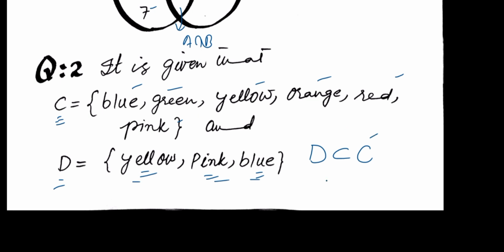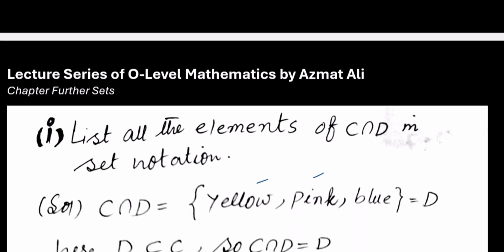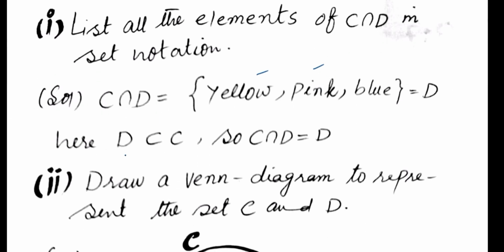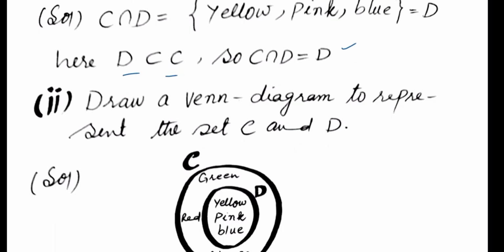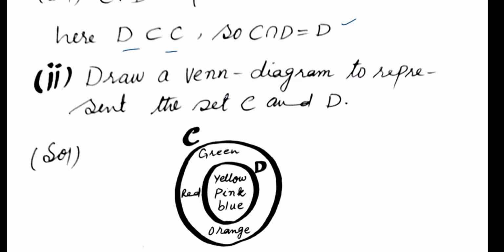As I discussed above, when one of the sets is a proper subset of the other, then their intersection is always equal to the smaller set. So here C intersection D is equal to the smaller set D. Here D is the subset of C, so C intersection D is equal to D. Draw a Venn diagram. So this is the case when one of the sets is a proper subset of the other. In this case, the Venn diagram is given below.